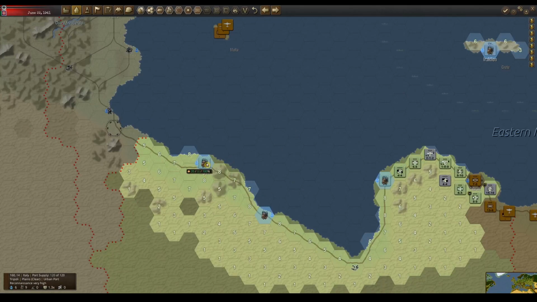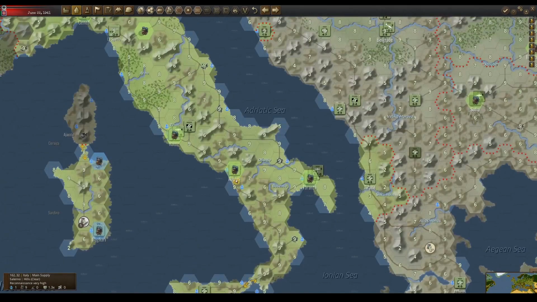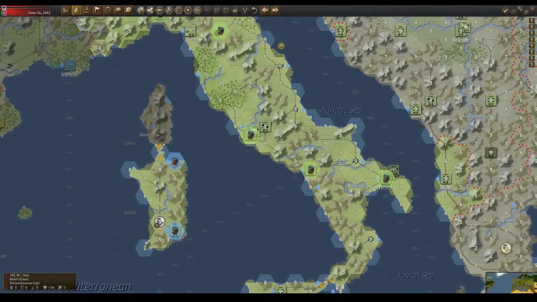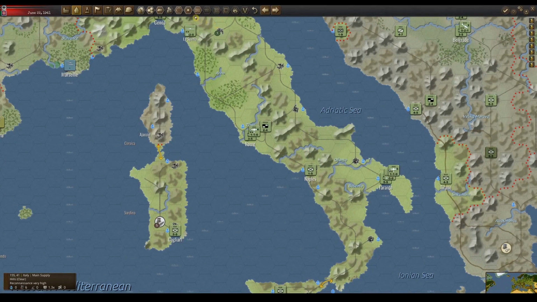Main supply sources are resources designated as supply sources in the scenario. Usually they're urban tiles of production. They provide an unlimited supply stockpile. The supply map shows these locations with green highlight.